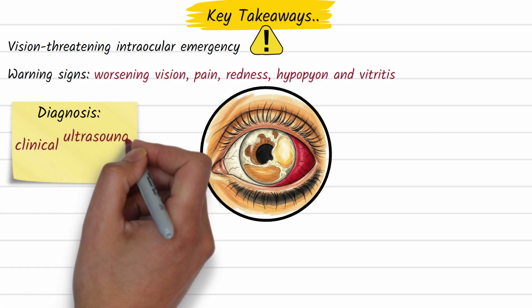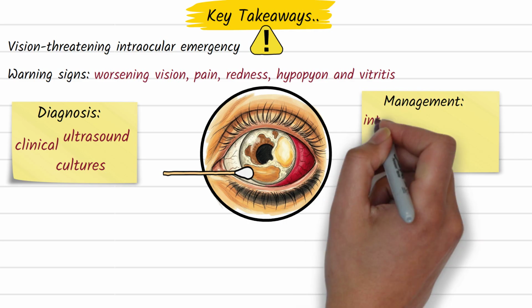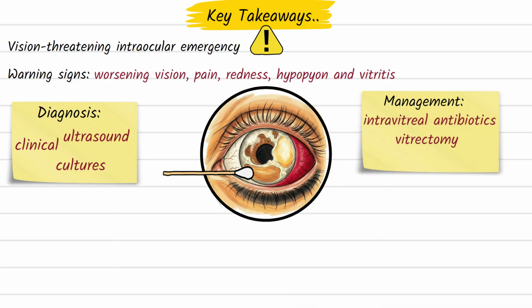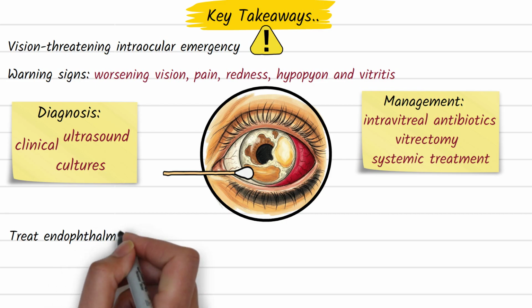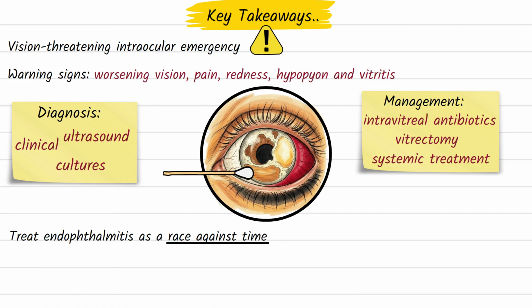Ultrasound helps when the view to the back of the eye is poor, and cultures support the diagnosis, but should not delay treatment. Management usually centers on urgent intravitreal antibiotics, with vitrectomy in selected or severe cases, and systemic treatment when endogenous infection is suspected. The safest mindset is to treat endophthalmitis as a race against time, because rapid recognition and decisive early management are among the few factors that can still meaningfully improve the visual outcome.